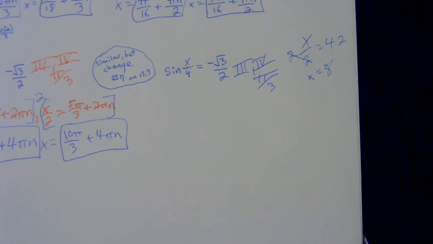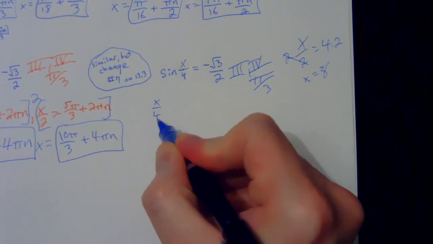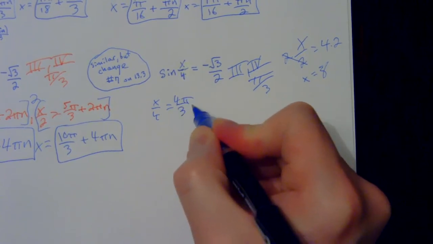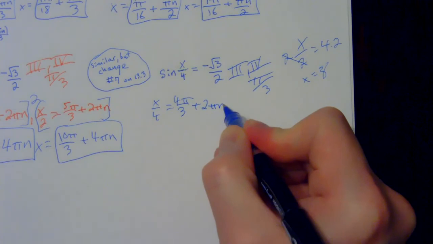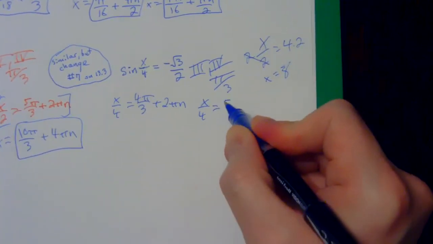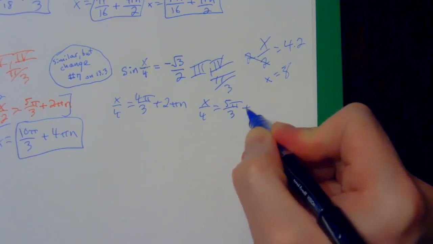And then you've got this x over 4 right there, right? So you're going to put x over 4 equals the quadrant 3 angle, which is 4 pi over 3 plus 2 pi n. And then the quadrant 4 angle, you're going to go x over 4 equals 5 pi over 3 plus 2 pi n.